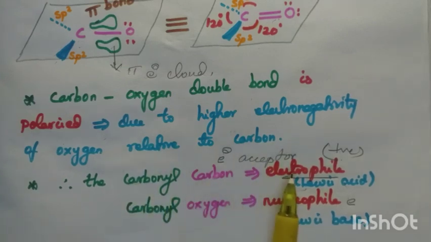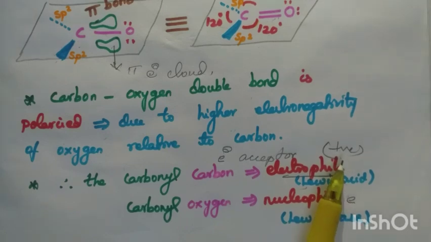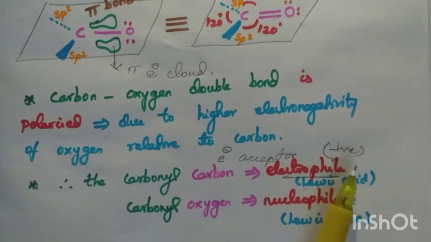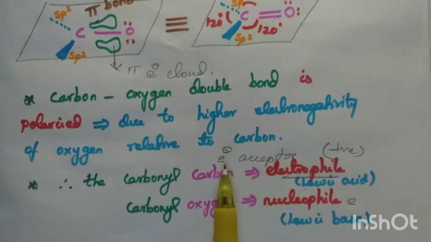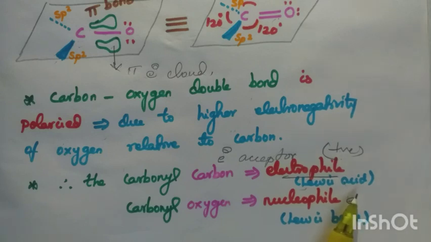That is why it is called an electrophile, which carries the plus sign. If it is positive, it has a tendency to attract the electron, so it accepts the electron. So it is called a Lewis acid. Lewis acid is nothing but an electron pair acceptor.